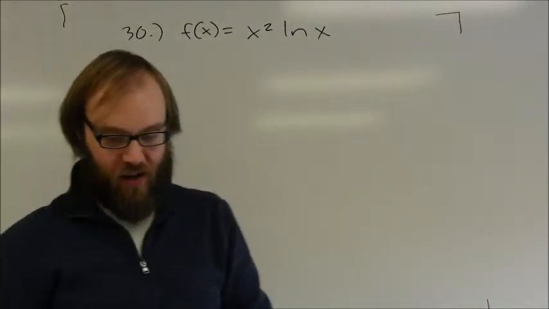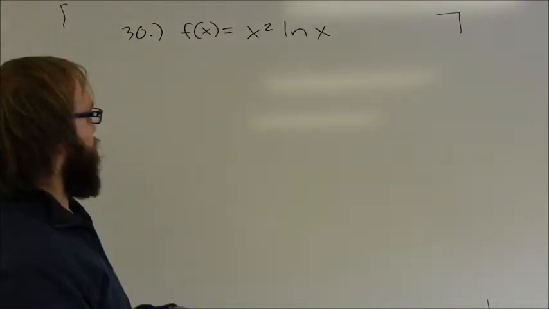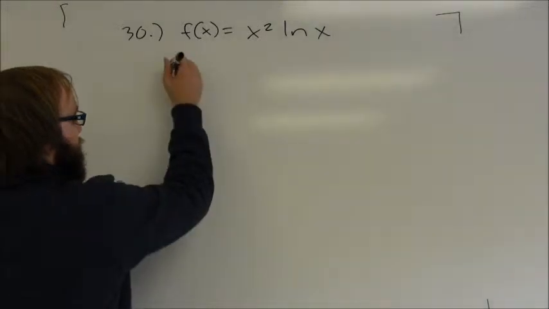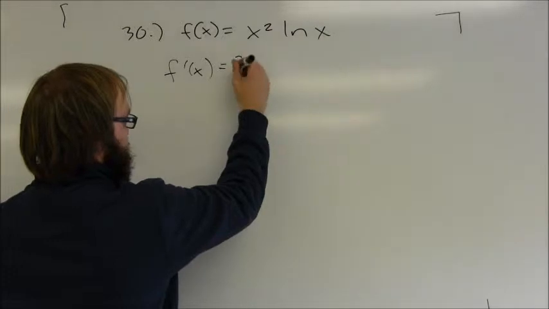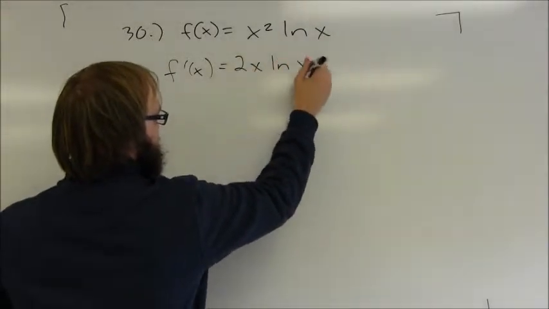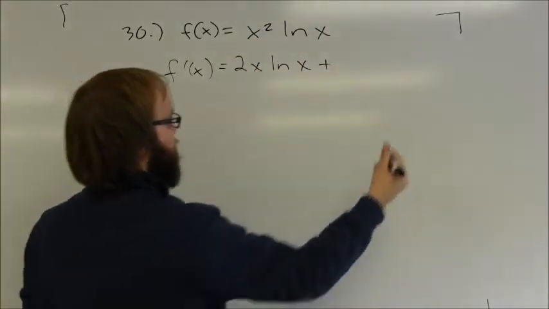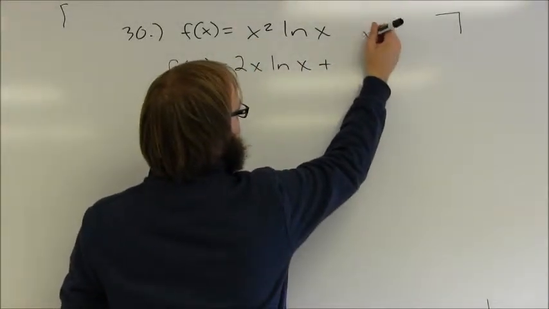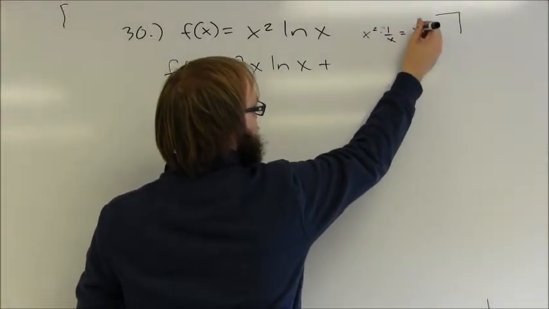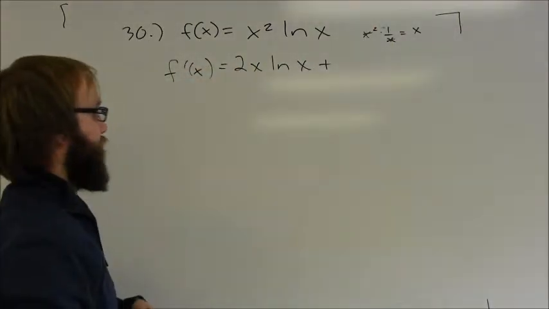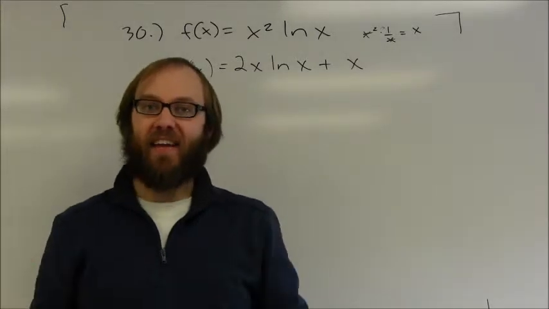Same type of thing as question number 29. It asks you to use derivatives to find the x-coordinates of the critical points of f and f prime. So we're going to find the derivative here. The derivative, of course, is the derivative of the first times the second plus the first times the derivative of the second. I'm going to do this up to the side here. That's going to be x squared times 1 over x, which is just going to cancel out to leave me with x. So my derivative there is going to end up being 2x ln of x plus x.